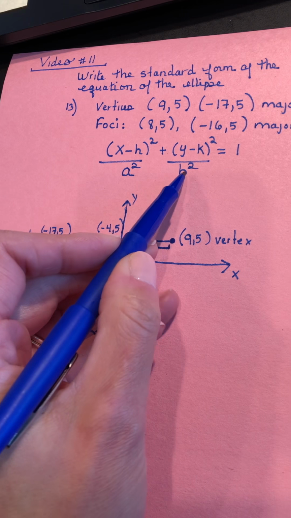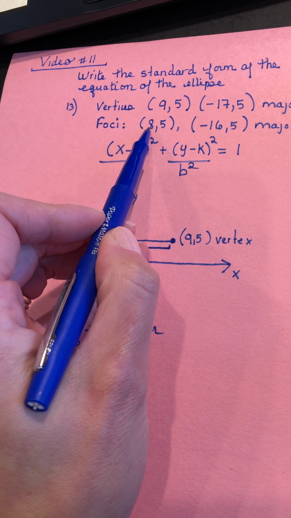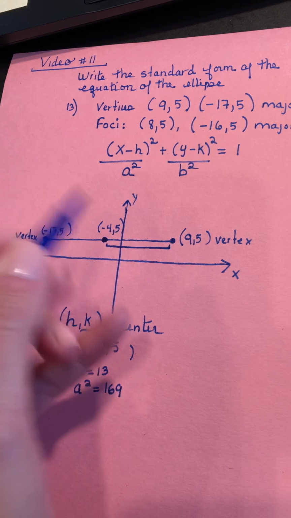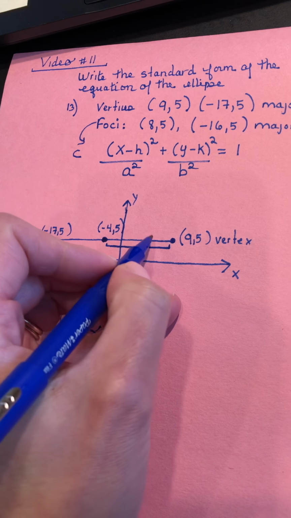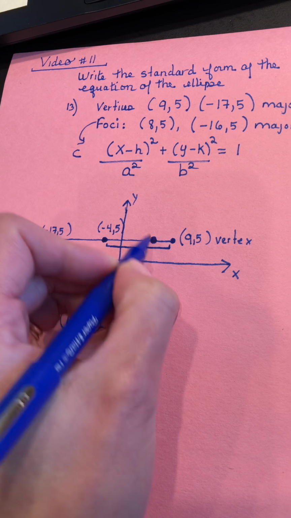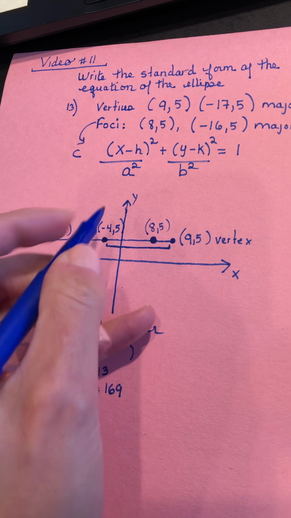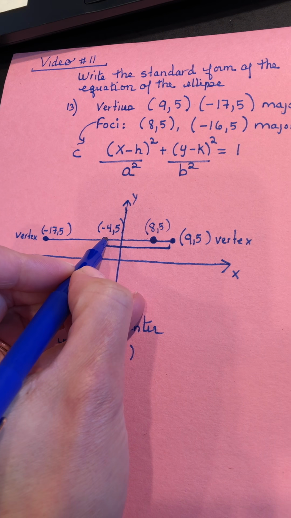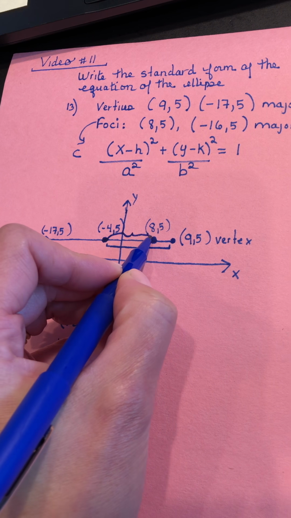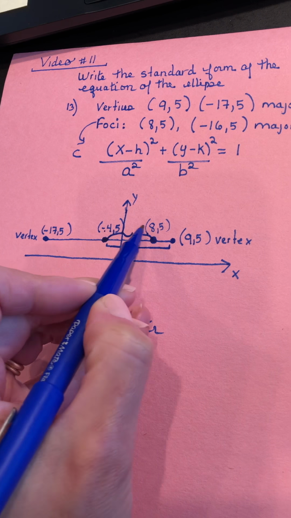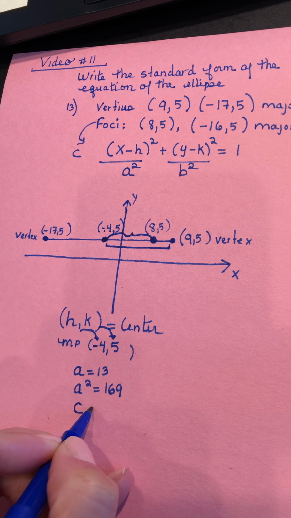Now, I need to find b, but I don't have that information. The only thing I know is that the foci are in a certain location. So the foci, remember, this is point c. So I know that this point here, (8, 5), c is going to be the distance from the center to the foci. So how far is it from negative 4 to 8? That distance is 12. So c itself is 12.